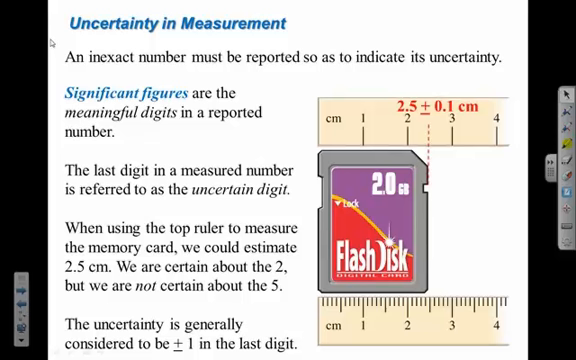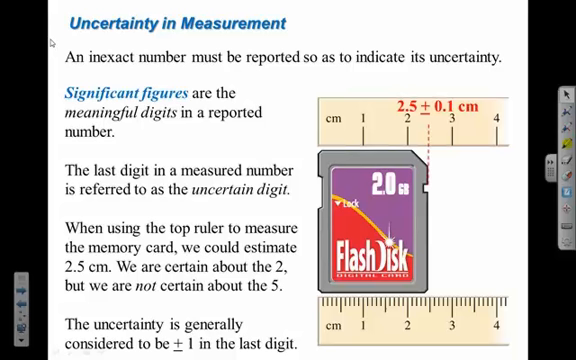So what happens when you are using a device? Well, this is a good example. I'm not sure why the textbook uses this. Weird picture of something that is a flash disk, whatever that is. But it does do a good job of illustrating the difference between using this device to measure the length of that object versus using this device.